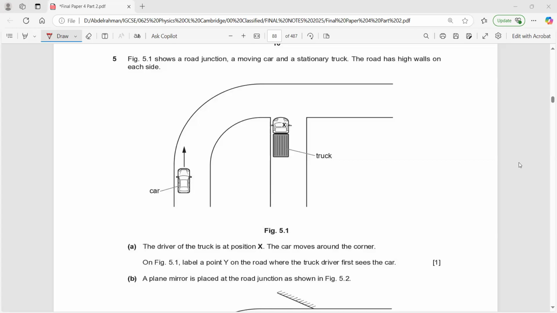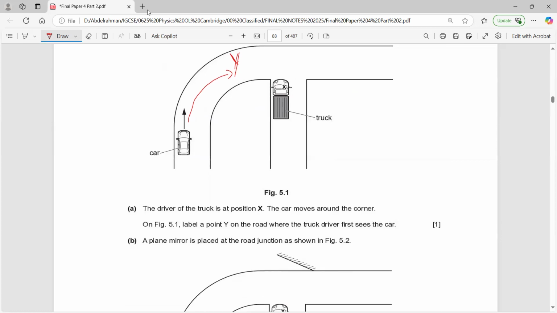Definitely it should be somewhere. As the car is moving, it would be somewhere at this point. As the car is moving through the curve, the truck driver could see him at this point. If they're both moving at very high speeds, they would collide. Why? Because they're too close and they wouldn't have any time to brake. So this is point Y. You don't need to draw this arrow.